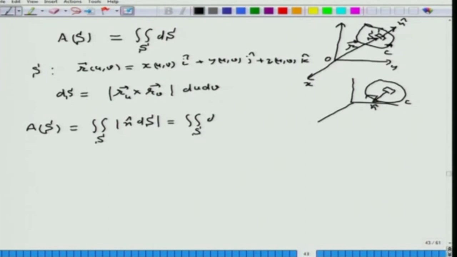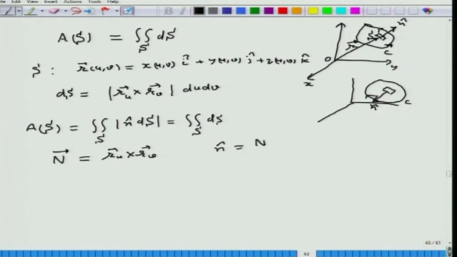Now, this n cap dS will then be, if you define this capital N as r_u cross r_v, then we know that this is normal to the surface, because r_u and r_v constitute the tangent plane, and so r_u cross r_v gives you a normal to the plane described by the r_u and r_v vectors, and so this n cap is the unit normal, which will be nothing but this capital N over the absolute value of this vector N. So, that is what will be the unit vector in the direction of the outward normal. And so, we can see that this capital N will be given by n cap times the absolute value of capital N.